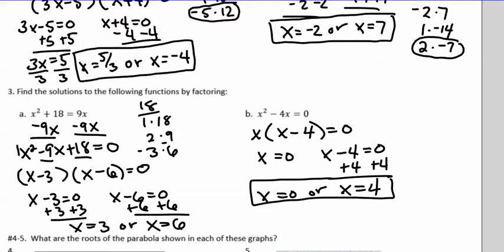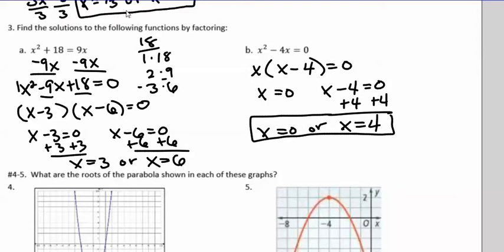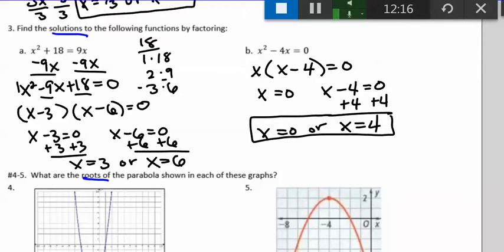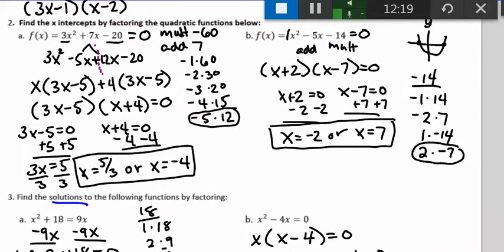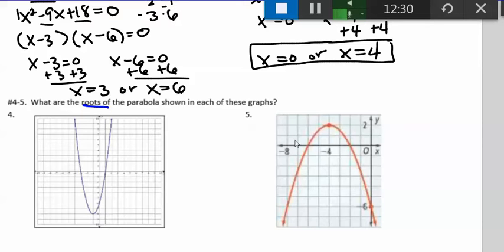Alright, in 4 and 5, we're asked for the roots. The roots and the solutions in this case, and also up here we found x-intercepts. These are all in the same place. They're all where the graph crosses the x-axis. And so the procedure to find them is the same. But in number 4 and 5, it's already drawn. So basically, we're just looking for those points here and here.